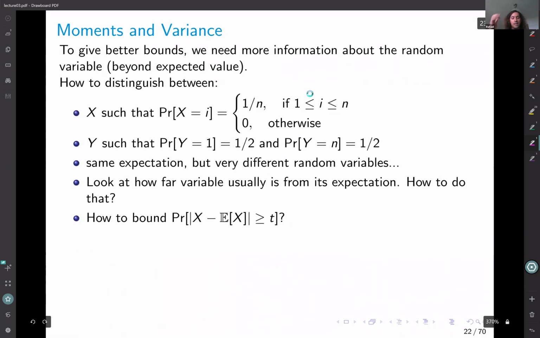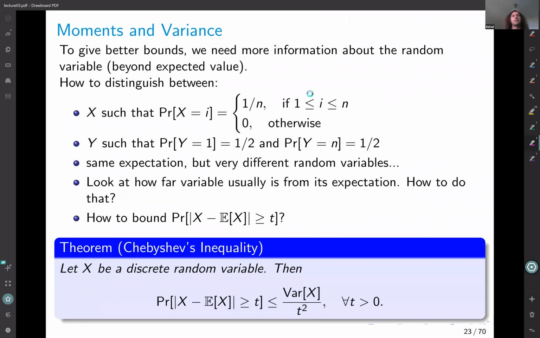Now we have the question: how do we bound the probability that the absolute value of X minus E[X] is greater than or equal to t? And this is exactly the content of Chebyshev's inequality. For any discrete random variable, the probability that X is t far from its expectation, and by t far I just mean this kind of inequality that you're seeing right now, is less than or equal to the variance of X over t squared.